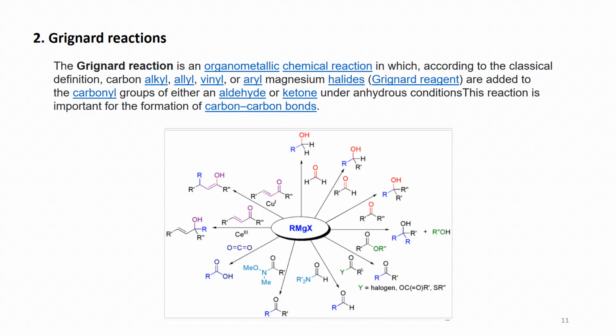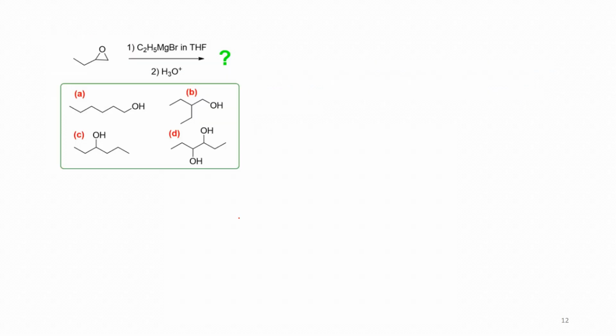If you react with any heteroatom or amide type of thing, it will form an aldehyde. After that, this type of reaction takes place in case of Grignard reactions. So here I have given one example.